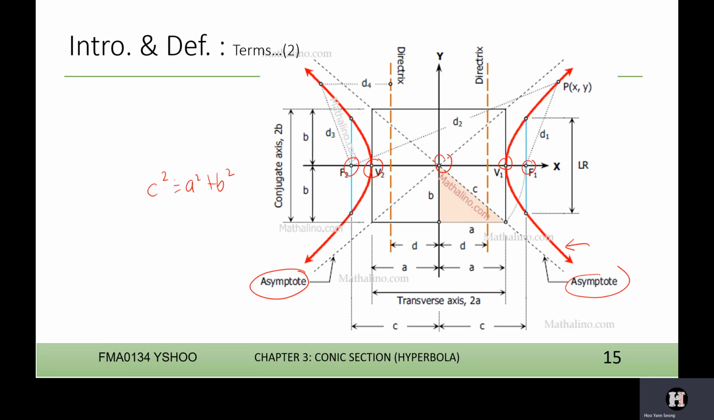Okay, and then what else is important? I think that's all, because directrix is not in our vocabulary. But there is one more, called LR, latus rectum. It's the one in the blue line. Later on you will see there is a formula specially designed for the latus rectum.